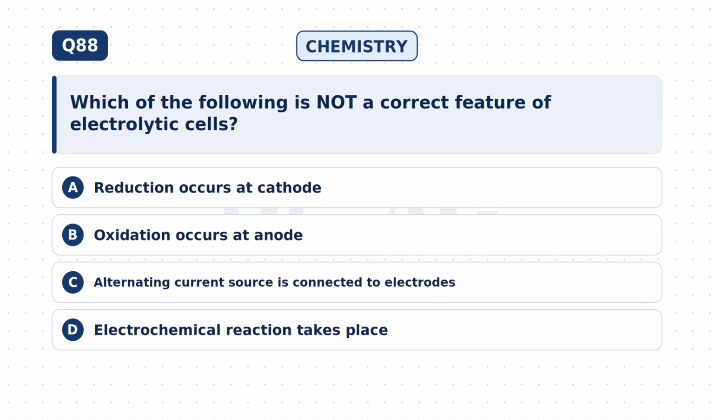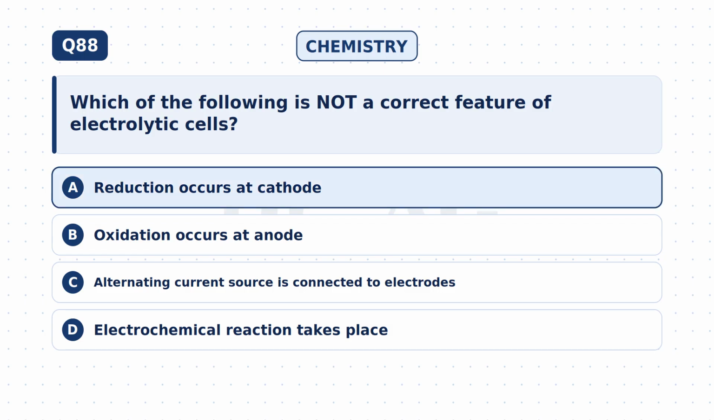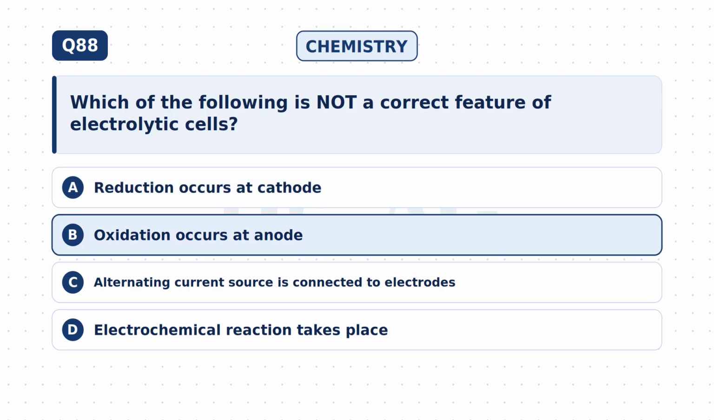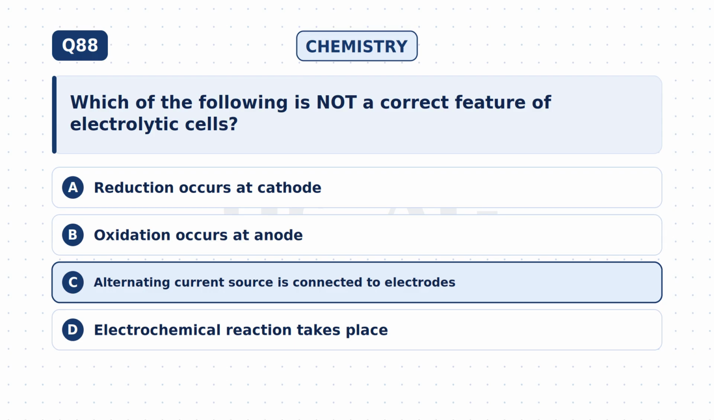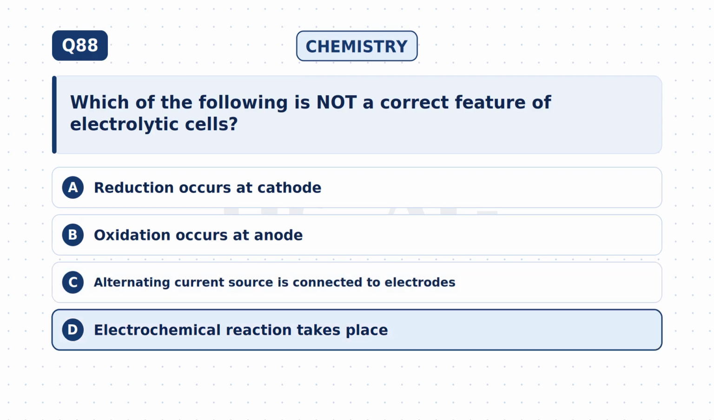Question 88. Which of the following is not a correct feature of electrolytic cells? Option A, reduction occurs at cathode. Option B, oxidation occurs at anode. Option C, alternating current source is connected to electrodes. Option D, electrochemical reaction takes place.